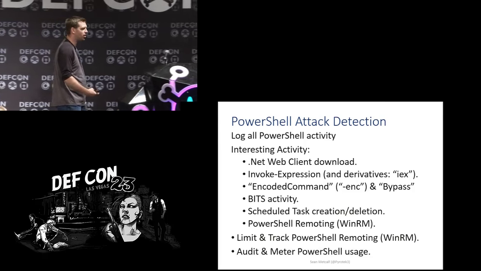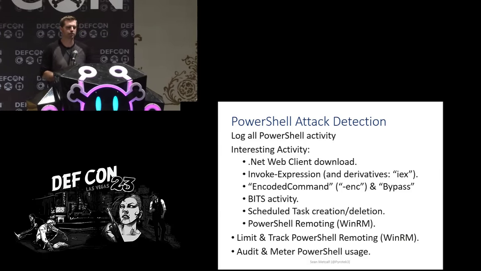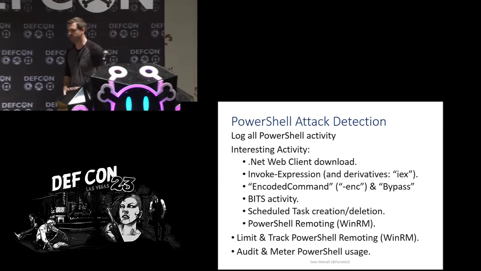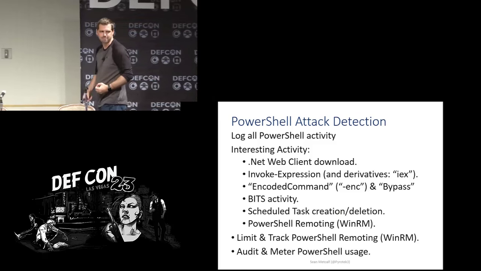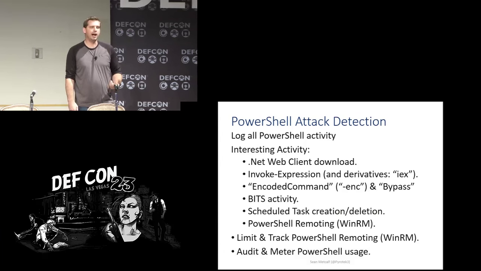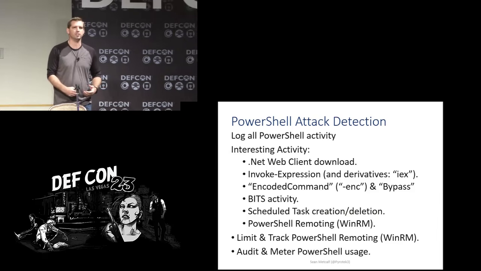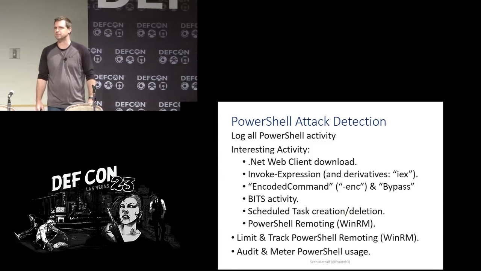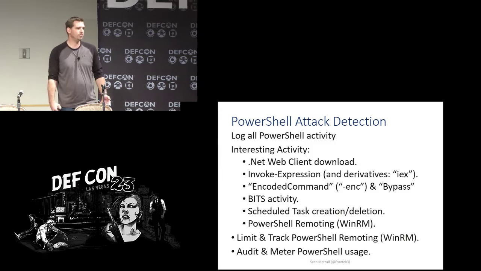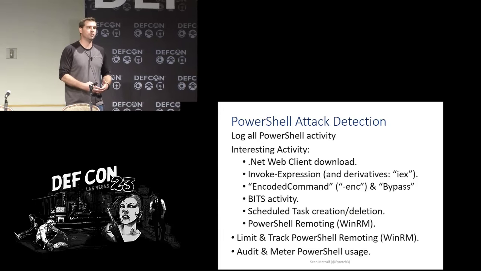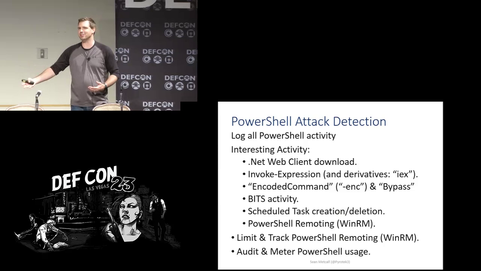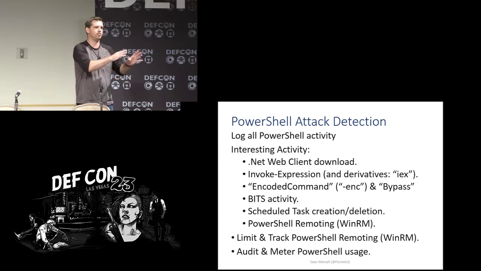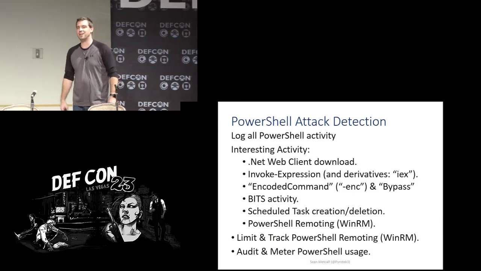Attacker activity in PowerShell usually starts with .NET web client download, invoke expression, encoded command, which is a base64 encoded command of PowerShell, and some others. So I highly recommend that you start looking at who is remoting to your servers, tracking and ultimately limiting who is accessing PowerShell over a remote session, which leverages WinRM. You can do this by adjusting the WinRM listener scope on the server. Say you have Exchange, you're not going to be able to kill PowerShell remoting on that. Well, what you can do is adjust the PowerShell listener, which is the WinRM listener, to just a few admin subnets.